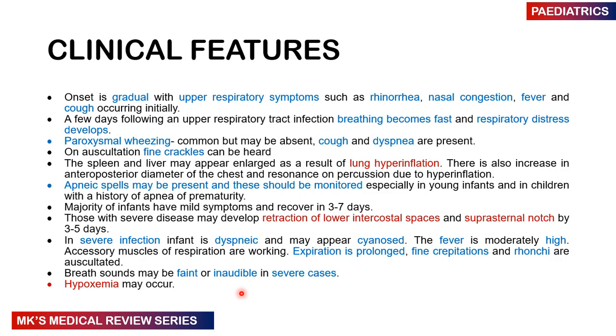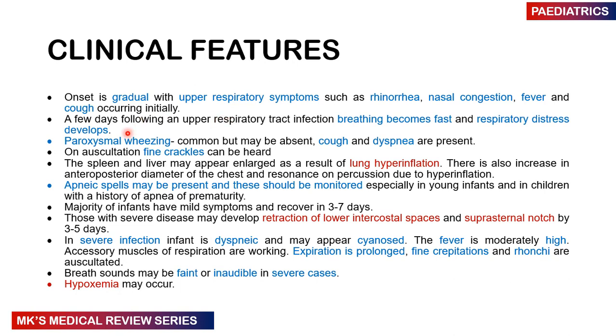Now, what are some of the clinical features that we're going to be seeing? So remember that the onset is going to be gradual. So there's going to be these upper respiratory tract symptoms, the rhinorrhea, the nasal congestion. You may have fever, which is often low grade. You may also even have a cough. So a few days following this upper respiratory tract infection, then the breathing becomes fast. These children go into respiratory distress. Remember, we're going to be seeing this by nasal flaring, use of accessory muscles, and then of course you may also have tachypnea. Then you may have intercostal and subcostal recessions.